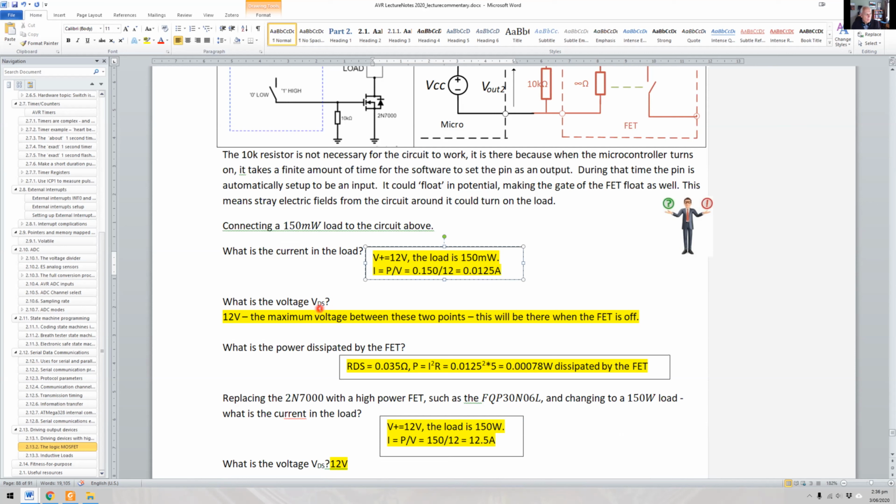Now, what is the voltage, the VDS? So the voltage between the drain and the source, this is the maximum voltage.